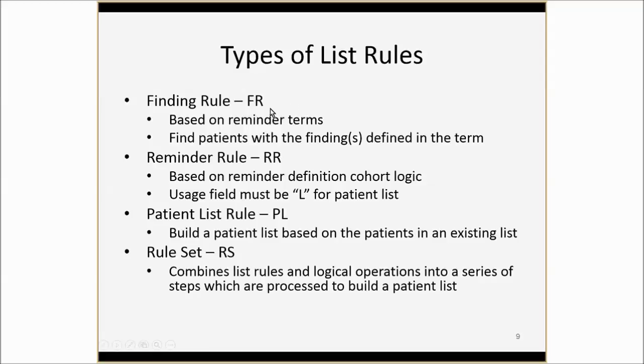So the types of list rules that we have: finding rules. These are based on reminder terms. You find patients with a finding defined in the term. You can create a reminder rule. These are based on reminder definition cohort logic, and the usage field must be L for patient list. And then patient list rule. These are built on patient lists based on patients in an existing list. So if you already have patients from one list, you can bring them over to another list.